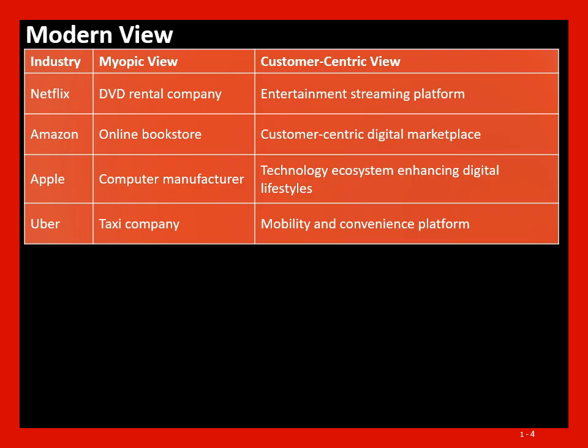Amazon, if we relate this with the myopic view, a marketer might be thinking and advertising it as an online bookstore, whereas the customer-centric view is a customer-centric digital place. Considering the example of Apple, from a myopic point of view, they may keep on advertising by saying they are a computer manufacturer, whereas from the customer-centric view, they must market themselves as a technology ecosystem enhancing digital lifestyles.